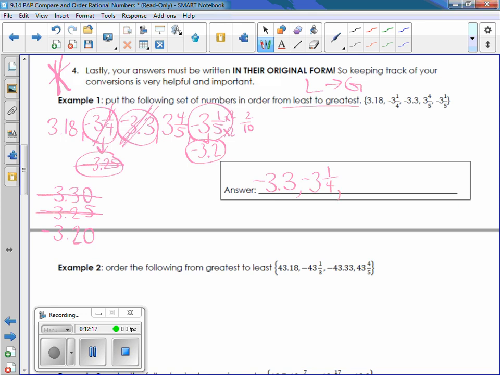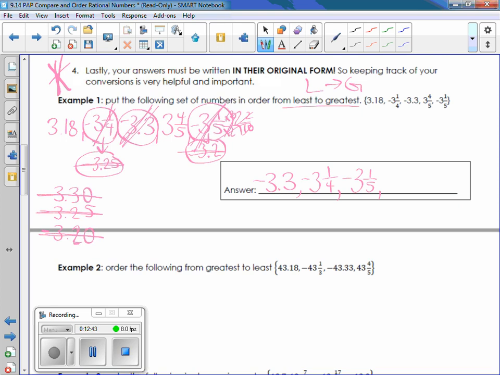And then I only have one other negative number left, so clearly that has to be the next smallest number, right? Or next largest. So I'm going to cross out up here. I see its original form is -3 and 1/5. So we have -3 and 1/5. So now I'm totally done with my negatives. Let me cross that off. And now I can focus on my positives.